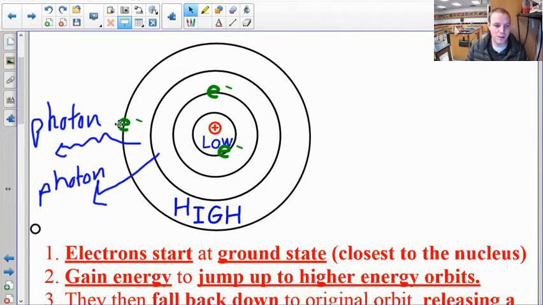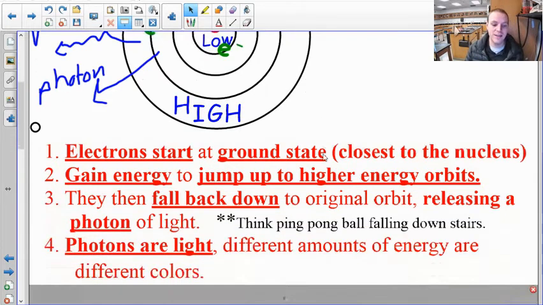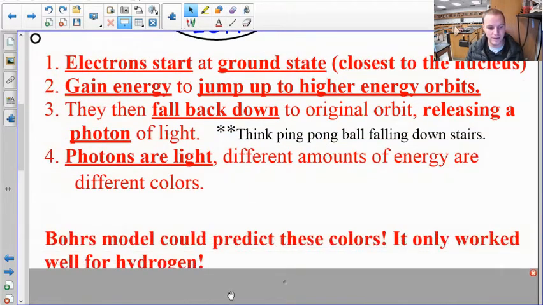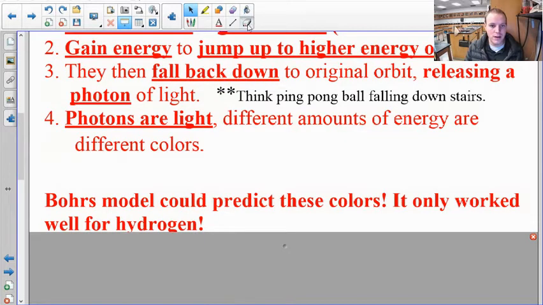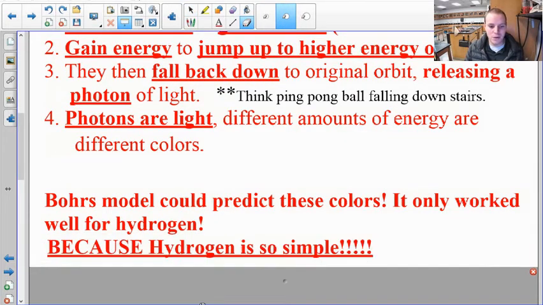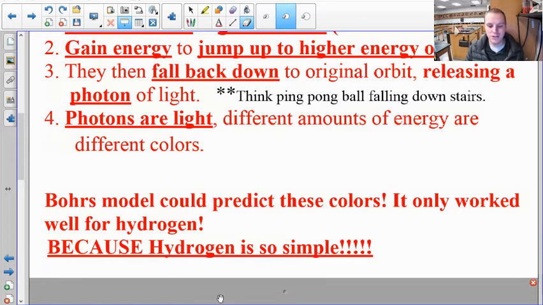If it fell from here just to this one ring below, it would give off a smaller amount of energy, and that'd be a different color of light. So different colors of light are due to the different energies of the photons giving off that light. And so Bohr's model could predict these colors, but it only worked well for hydrogen. And that's because hydrogen is so simple.